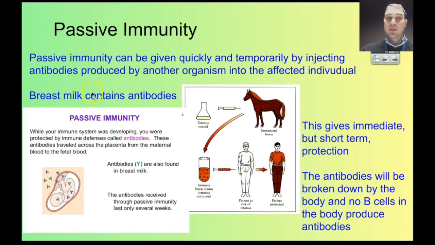Another way that this happens is by drinking breast milk when you're a baby, or when you're inside your mother's uterus, you get antibodies from the blood from your mother too. In both cases, you're getting antibodies from an outside source. It gives you good immediate protection, but only for a short amount of time because your body will break down the antibodies. Also, your B cells aren't producing antibodies from the antigens that you've been exposed to. So what that means is you're not producing any by yourself. This gives you good immunity, but only for a very temporary amount of time.